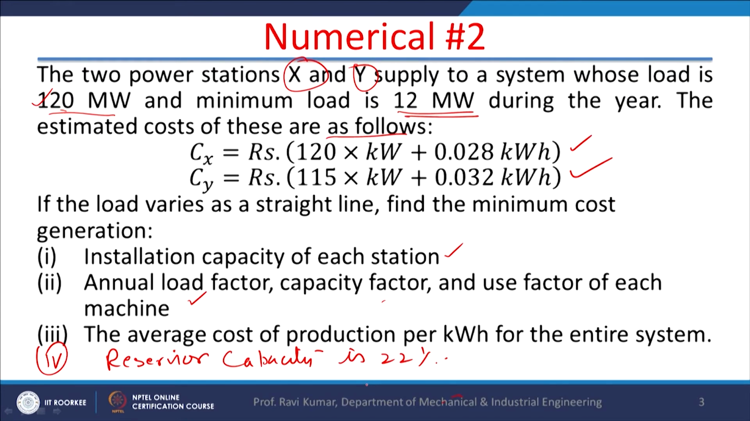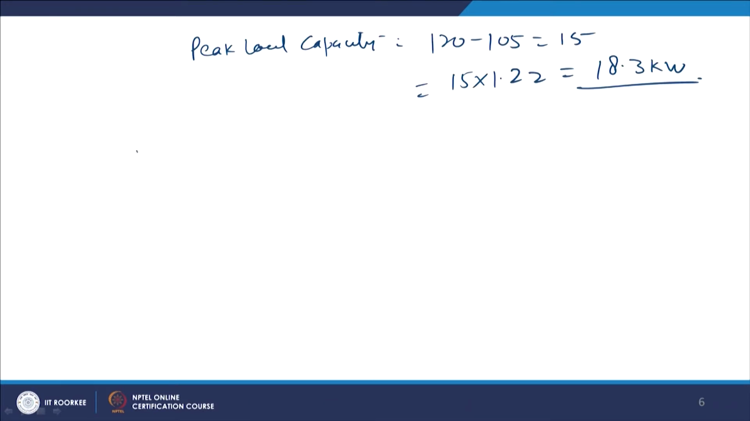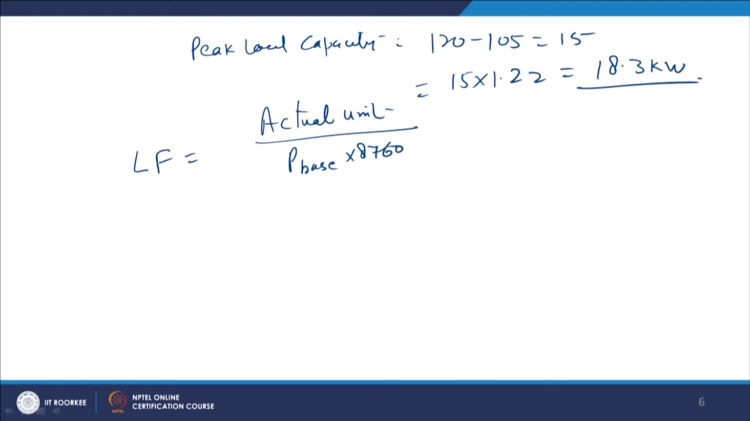After that we have to find the annual load factor, capacity factor and use factor. So, load factor is equal to actual unit generated divided by the maximum possible unit which can be generated, or the capacity of the plant. So, actual unit generated divided by the base plant capacity, power base into 8760. Power base is 105, so 105 has to be multiplied by 8760. That is the energy which the base plant can always generate throughout the year.